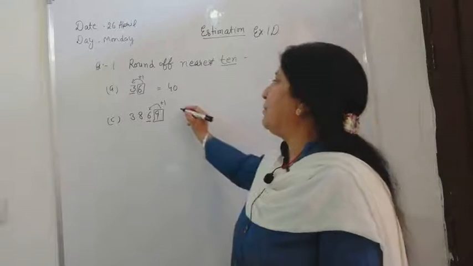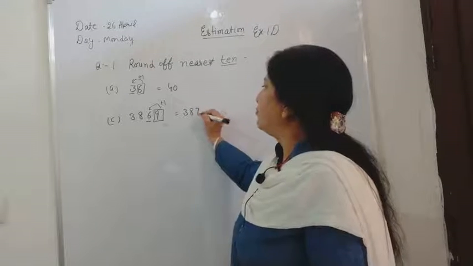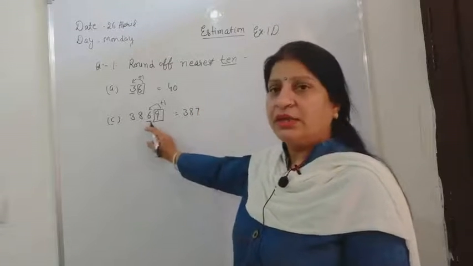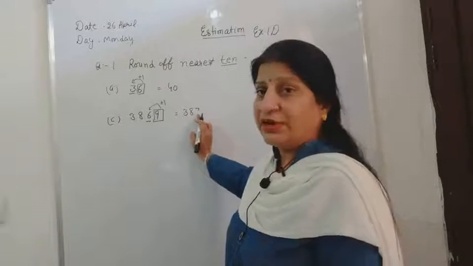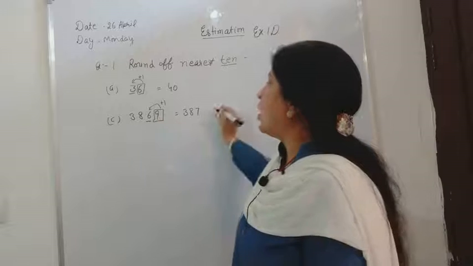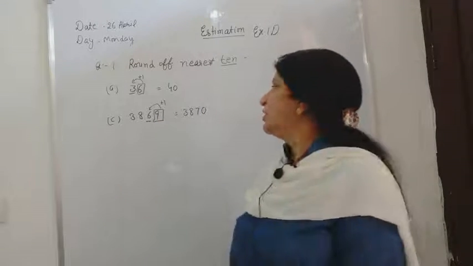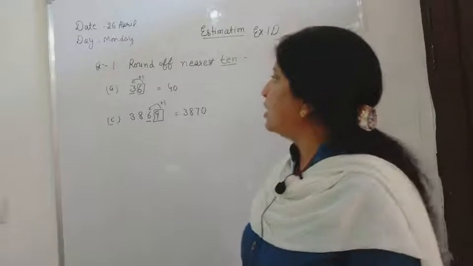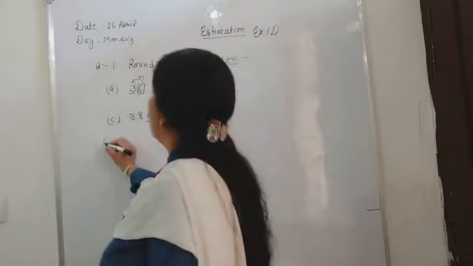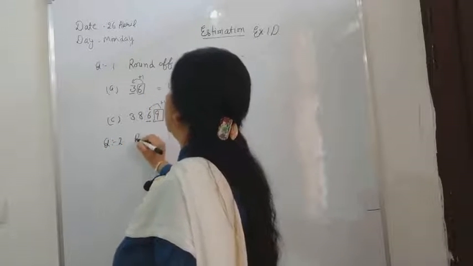So our number becomes 387. 6 is, after adding 1 in 6, we get a 7. And we replace ones digit by 0. So our answer becomes 3870. Now we start our question number 2. You have to do all parts of question number 1 like this.